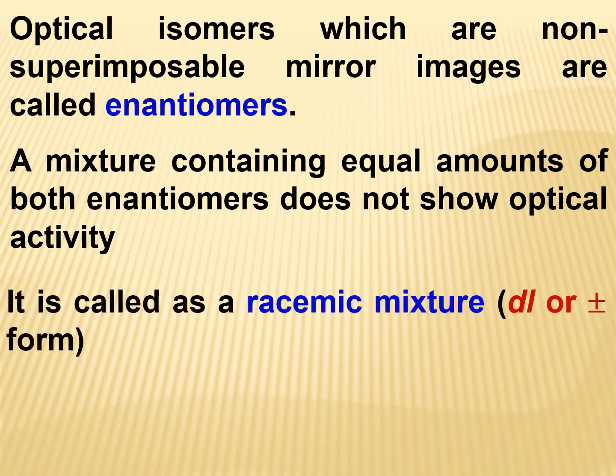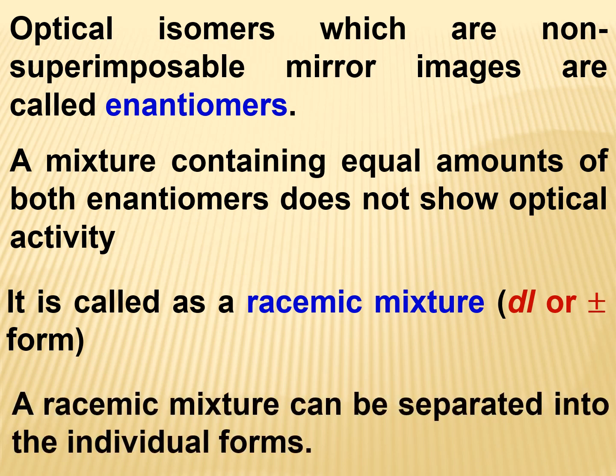It is called a racemic mixture. So a mixture of equal amounts of both enantiomers does not show optical activity, and that mixture is called a racemic mixture. It is represented as DL or plus minus. And the peculiarity of a racemic mixture is that we can separate this mixture into the individual forms. If you take a racemic mixture of lactic acid, then you can separate it into the plus and the minus lactic acids respectively.